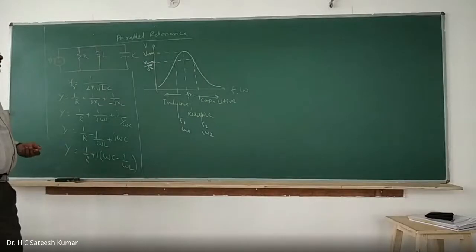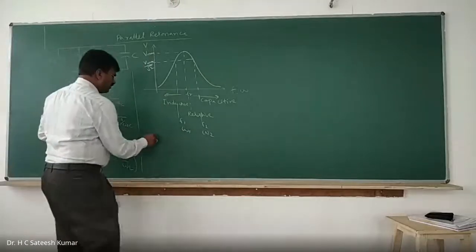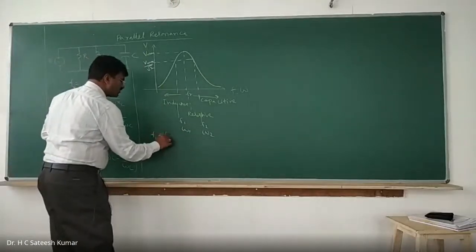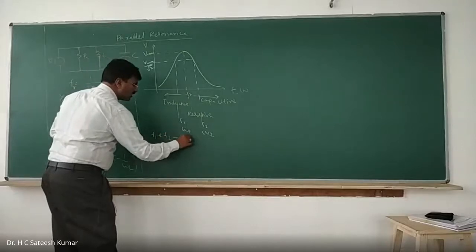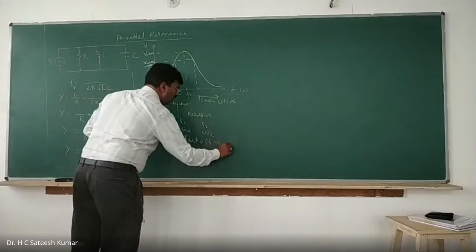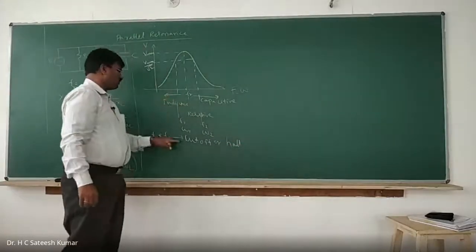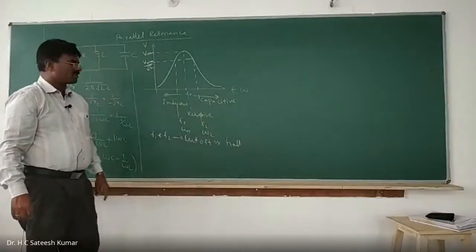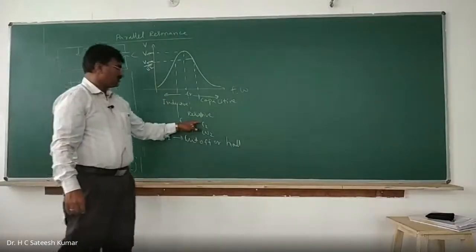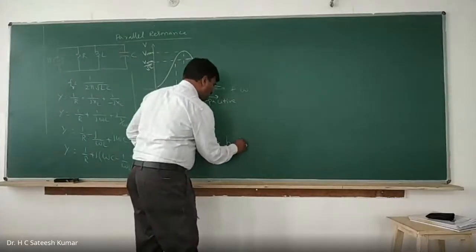Now, why do we call these frequencies F1 and F2 half power frequencies? F1 and F2 are called cutoff frequencies, or half power frequencies. F1 and omega 1 are called the lower cutoff frequency. F2 and omega 2 are called the upper cutoff frequency. Half power frequencies.